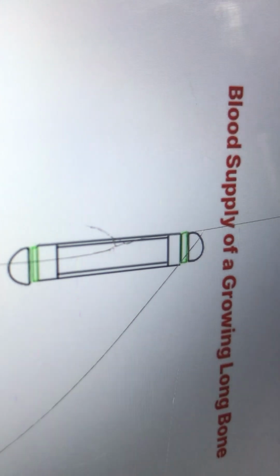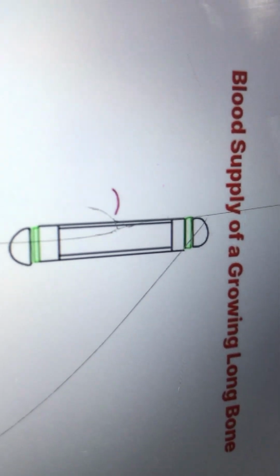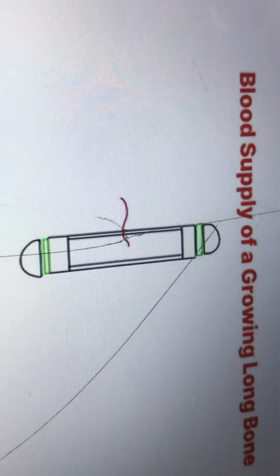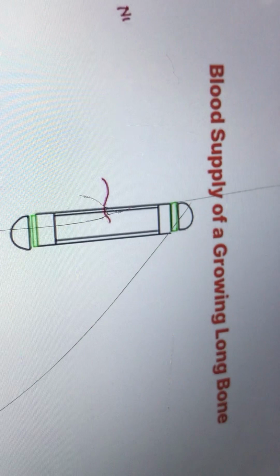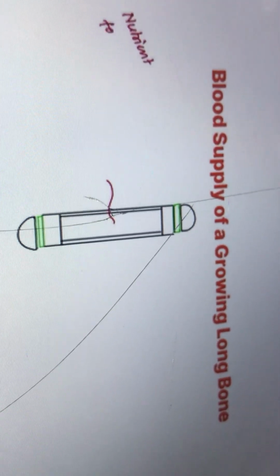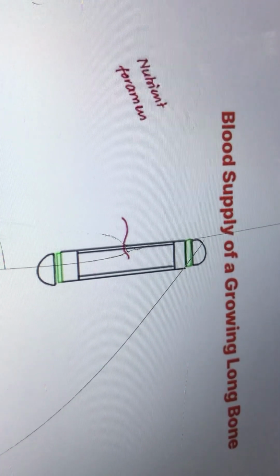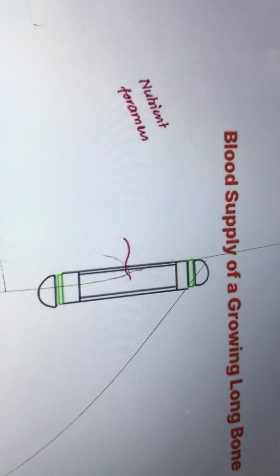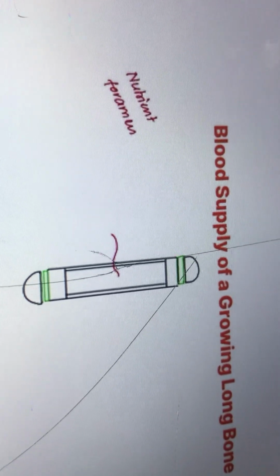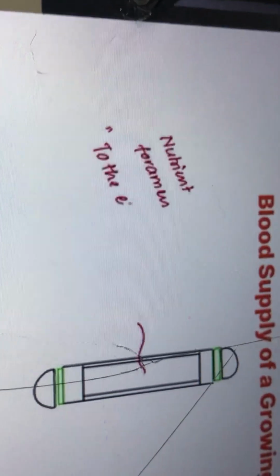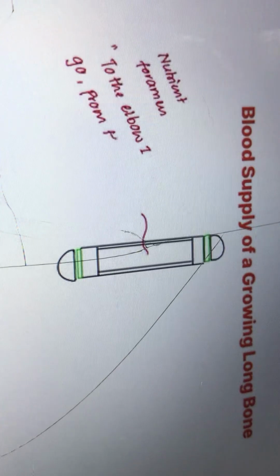Right? So how exactly does the growing long bone receive its arterial supply? The most important artery is the nutrient artery. The nutrient artery enters the shaft or the diaphysis almost at the middle of the shaft, through an opening referred to as the nutrient foramen. Now, how do we locate the nutrient foramen? Remember, the nutrient foramen is always directed away from the growing part of a long bone, right? Remember the dictum? To the elbow I go, from the knee I flee.